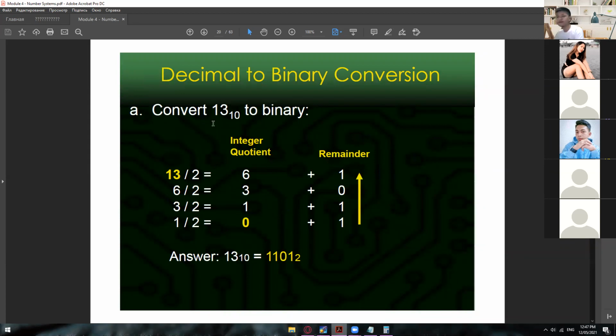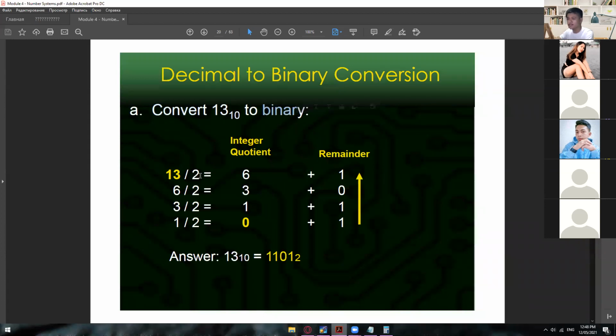Convert this decimal 13 to binary. In here, instead of multiplication, you have to divide. So 13 divided by 2. Where did this divisor, the number 2, come from? It came from the base. If it's asking you to convert that to binary, then your divisor is 2. If it's asking you to convert this decimal into octal, then your divisor is 8. If it's asking you to convert this decimal into hexadecimal, then your divisor is 16. But in here, it's just binary.